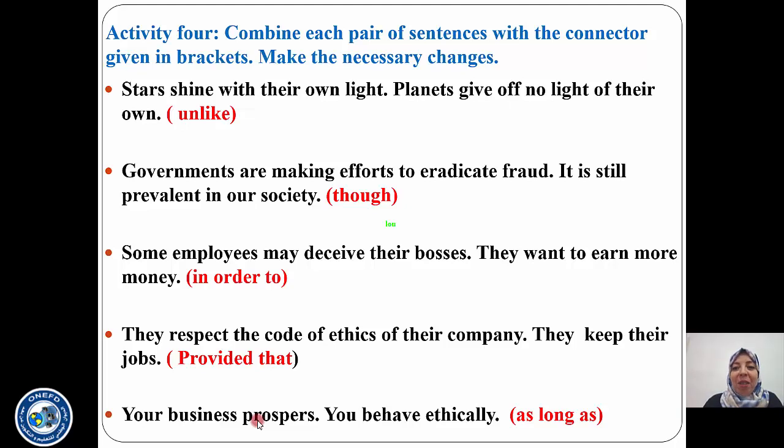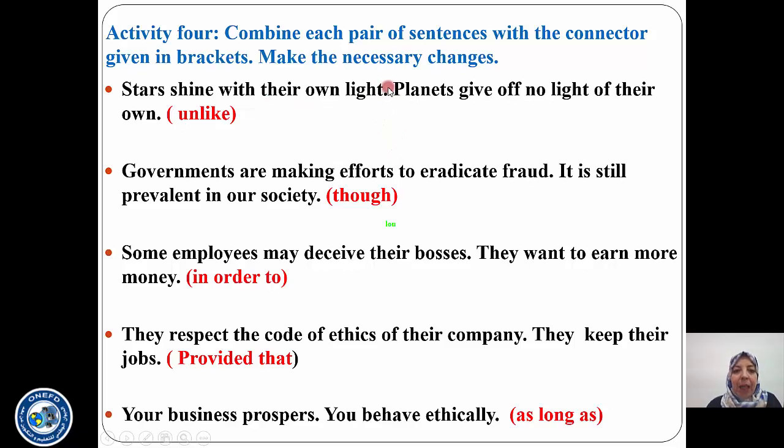Combine each pair of sentences with the connector given in brackets. Okay, and of course you need to make the necessary changes. So what are the words given? And like, though, in order to, provided that, and as long as. We have already seen most of these words. So pay attention to the place where you have to use these connectors.